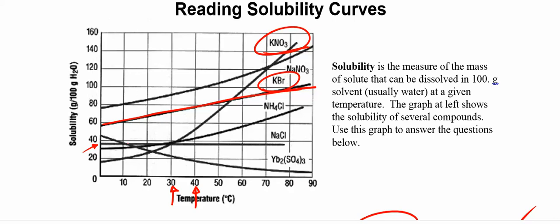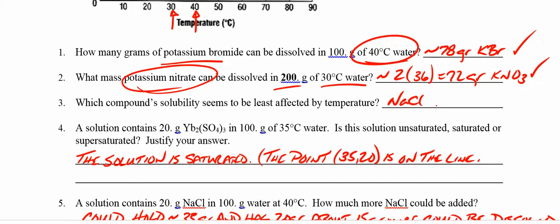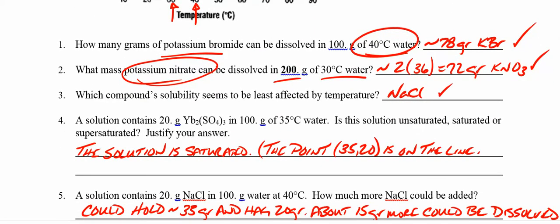But let's look at sodium chloride. As you look across, this is sodium chloride here. If you look across, that particular graph is pretty even, pretty horizontal. That means it doesn't really matter what the temperature is. The solubility of sodium chloride in water is going to remain essentially the same regardless of the temperature. So the answer to that question is sodium chloride. We're done with number 3.